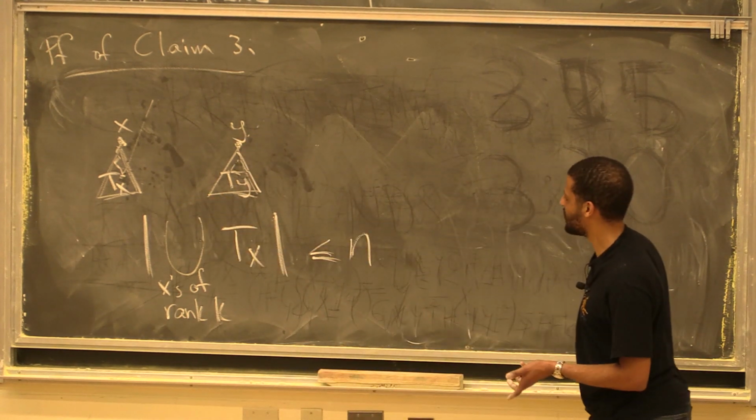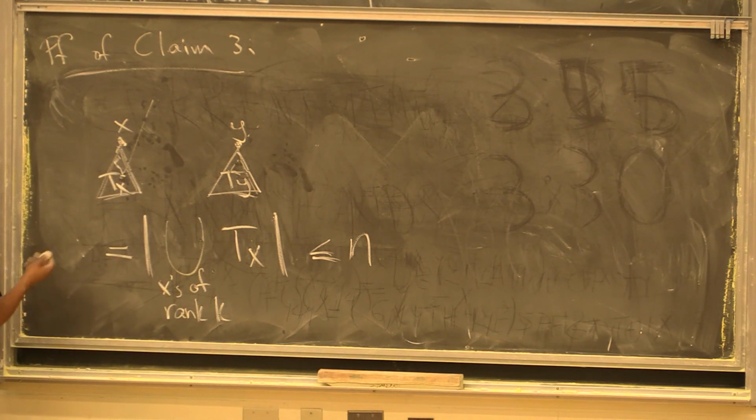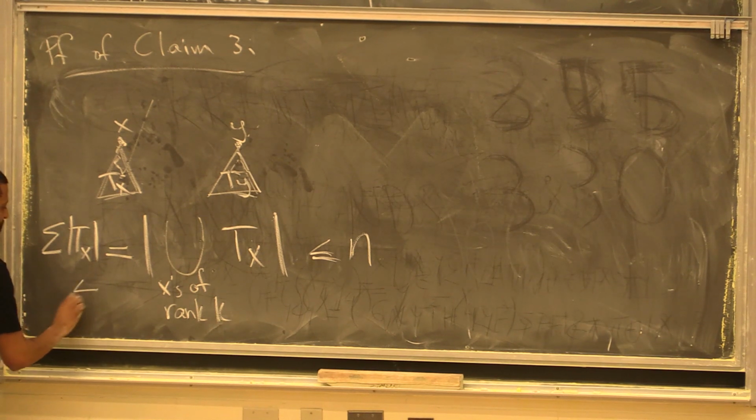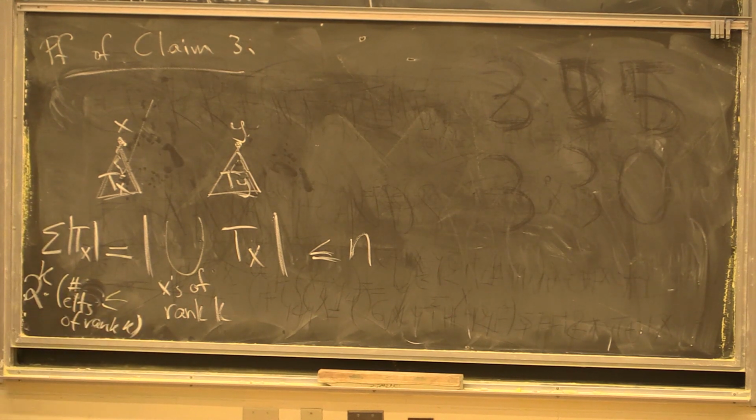So these trees are disjoint, which means that the size of their union is just the sum of their sizes, which is at least 2 to the k times the number of these trees, the number of elements of rank k. So if you move the 2 to the k over, it means the number of elements of rank k is at most n over 2 to the k. Okay.